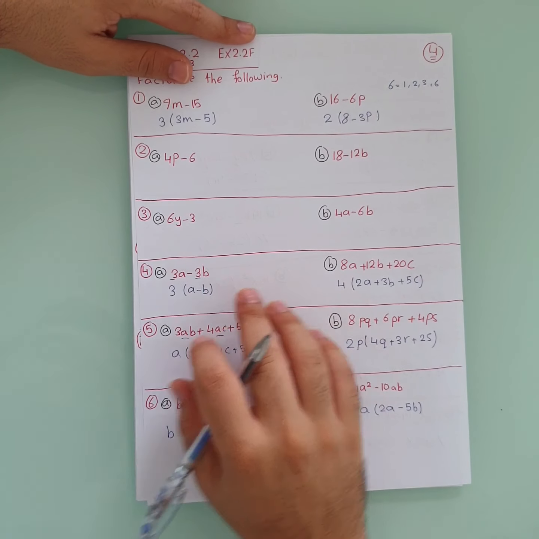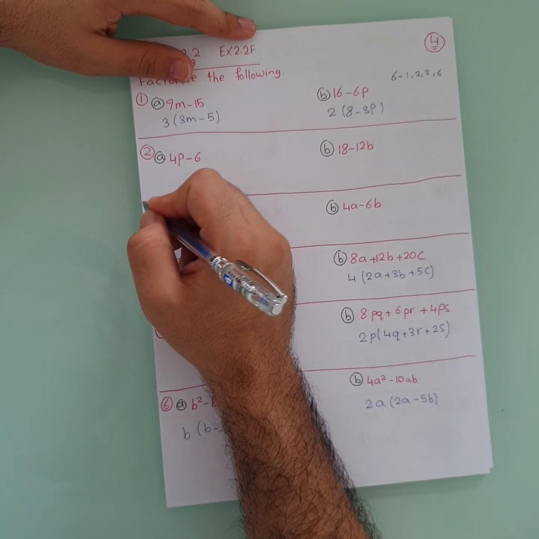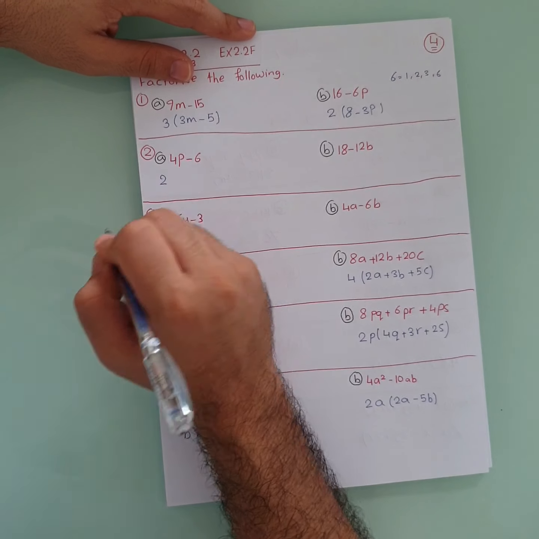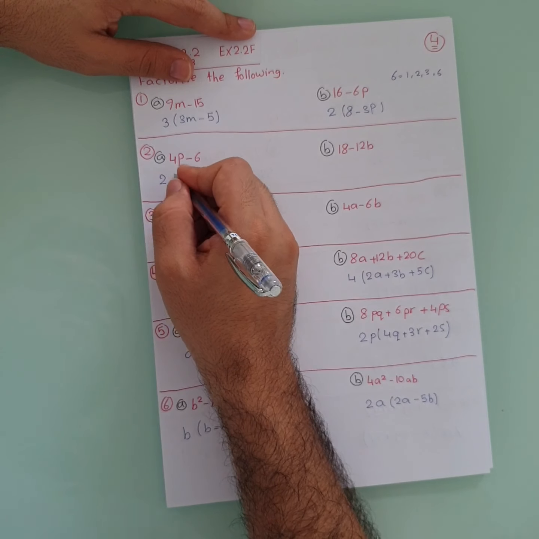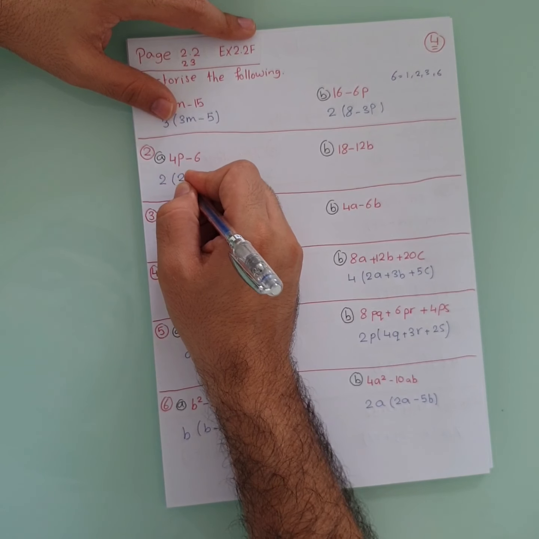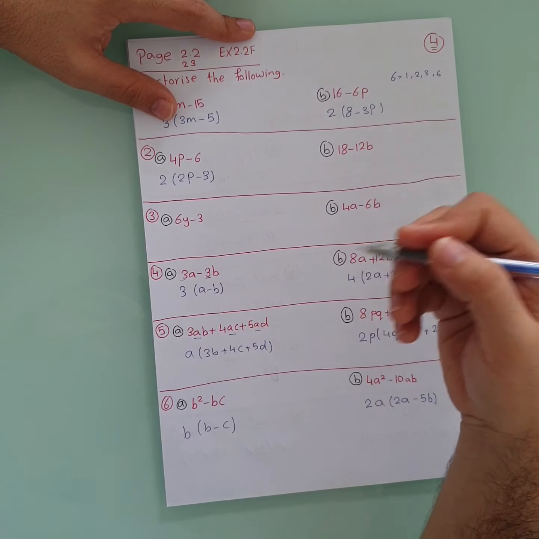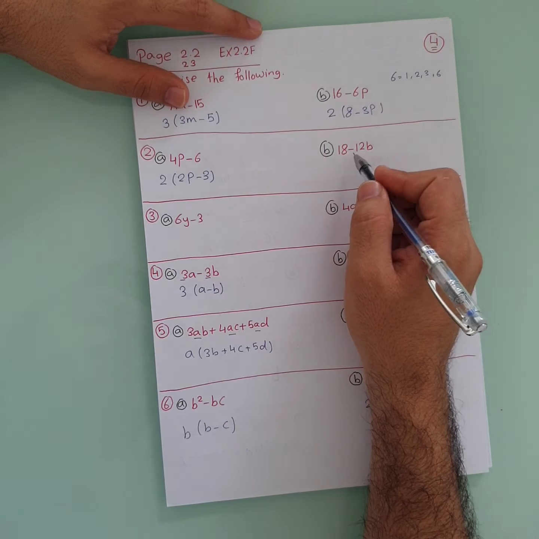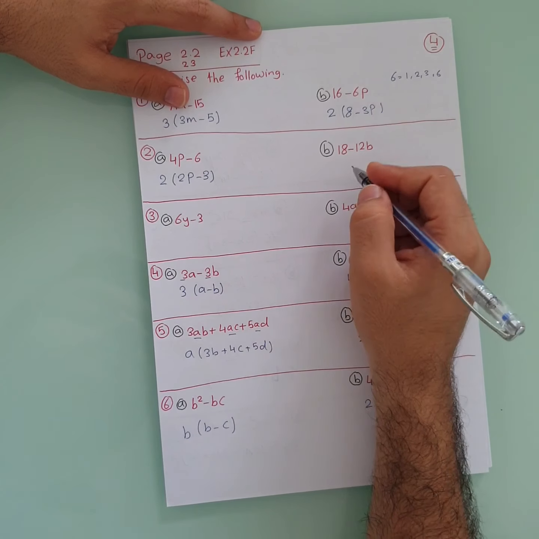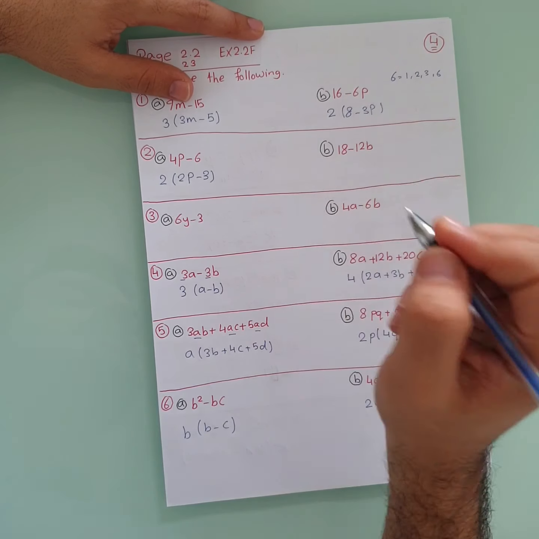This question, we have 4p minus 6. What is the common factor here? Immediately we will write number 2, because you know that the highest common factor between 4 and 6 is number 2. So 4 divided by 2 is 2, p minus 3. Now we need to practice to be quicker. We have now 18 and 12.